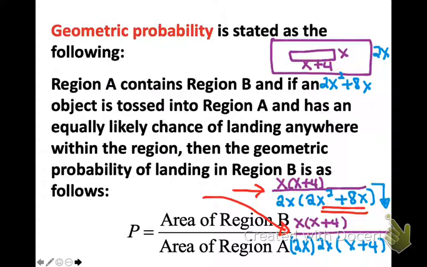Okay, so we canceled out our x plus 4's. We could take out this x and this x. In the numerator we're left with nothing but 1, because x plus 4 goes into itself one time. So I end up with 1 in the numerator, and in the denominator I ended up with 4x. And we'll do some practice problems in class.